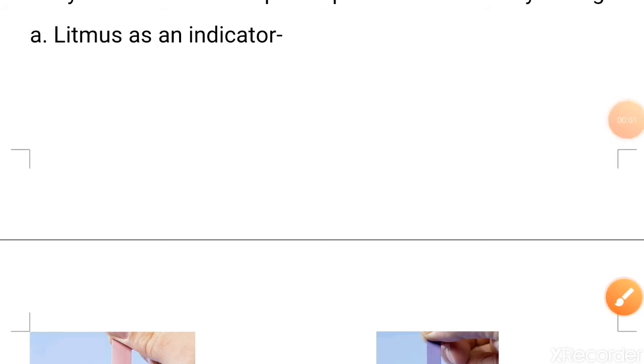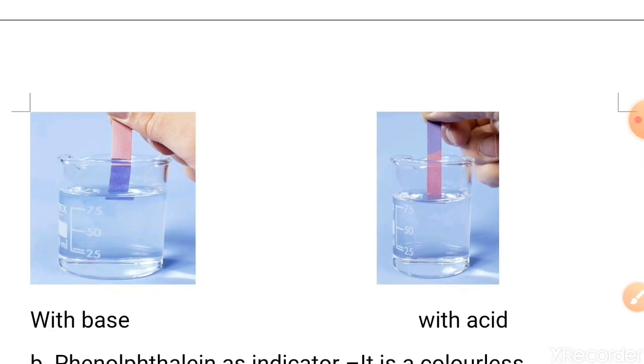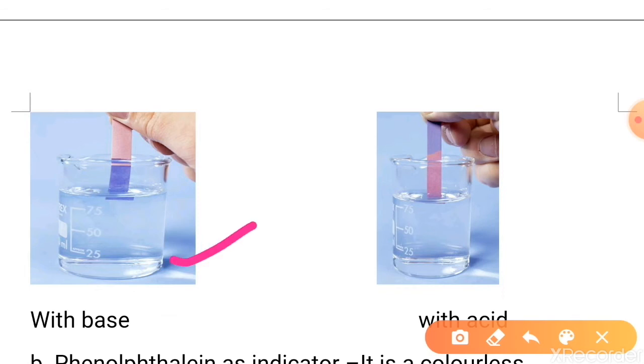Now we will observe litmus, which is a popular indicator which we obtain from lichen. Students, when you will see litmus, it is available in the form of strips, red and blue. Okay, here you can see that when you put a red litmus paper into bases, then the base turns its color to blue. Similarly, when you will put the blue color litmus paper to an acid, it will change its color to red.